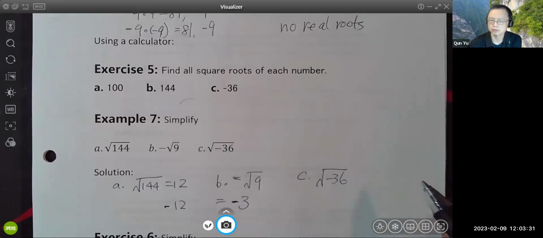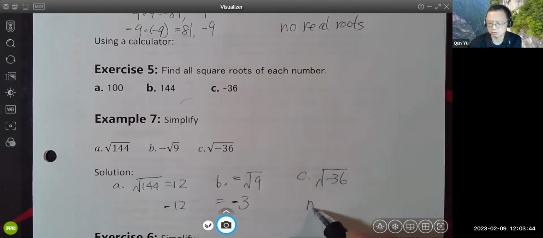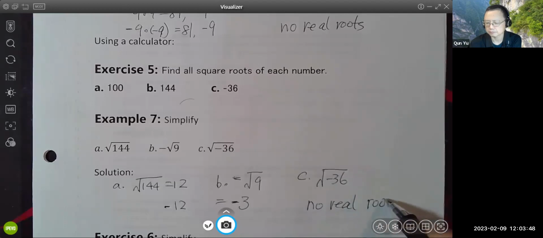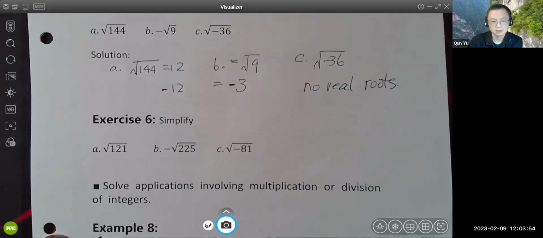Okay, now C, the square root of negative 36. There's no number in the real number system that will give you a negative result when multiplied by itself. So this one has no solution. We say no real roots. Now, here's another set of exercise questions.